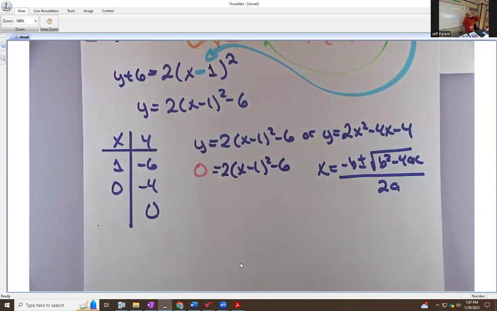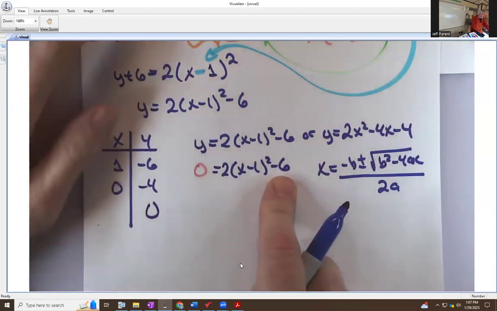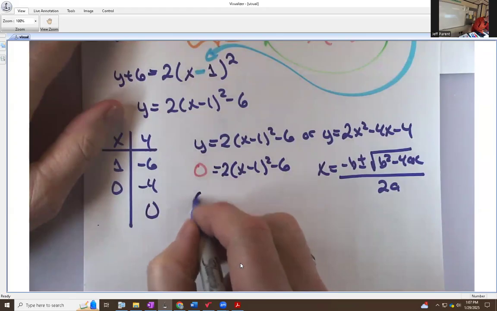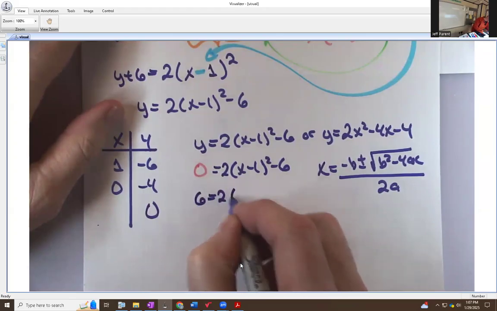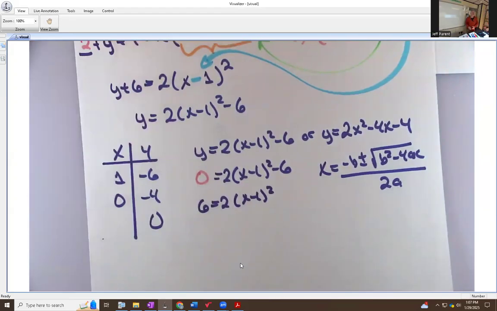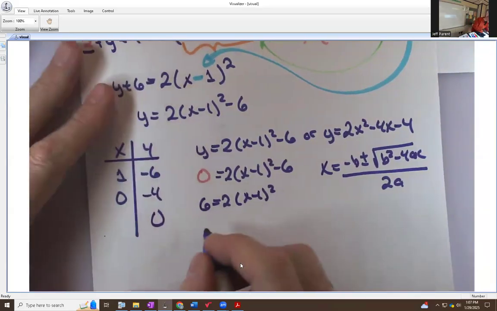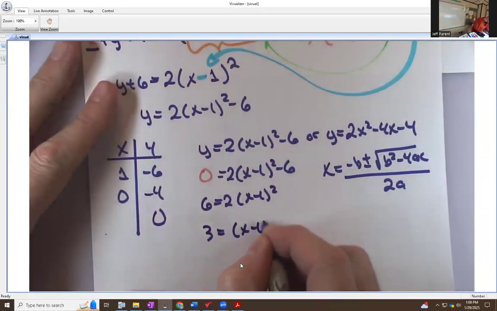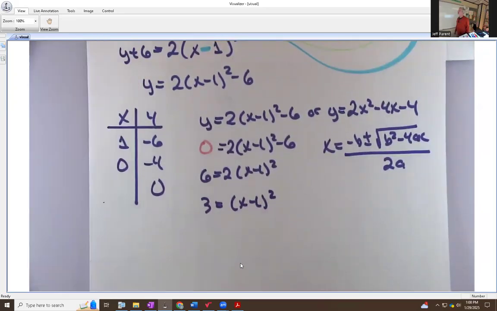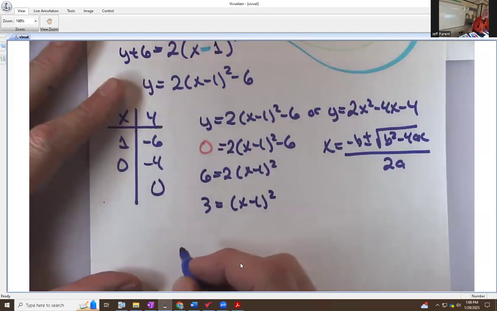So, let's see. Zach, what would you do first? Add 6. Good. So we get 6 equals 2 times (x minus 1) squared. Looking good. Then what? Divide by 2. We get 3 equals (x minus 1) squared. That's looking decent. Gavin, what next? You mean square root, right? Yeah, square root of 3.